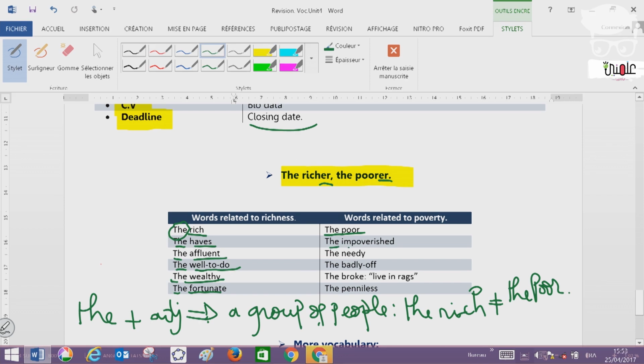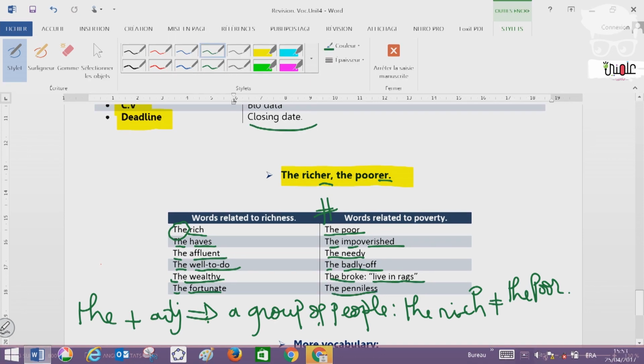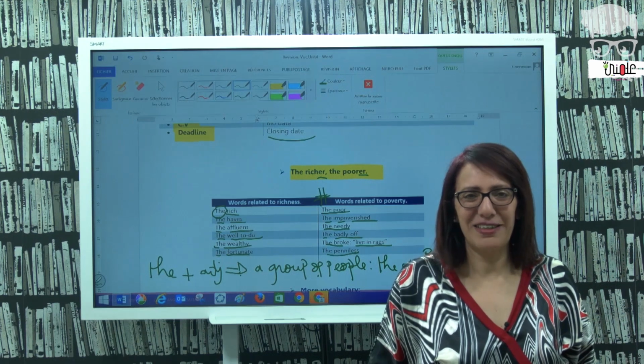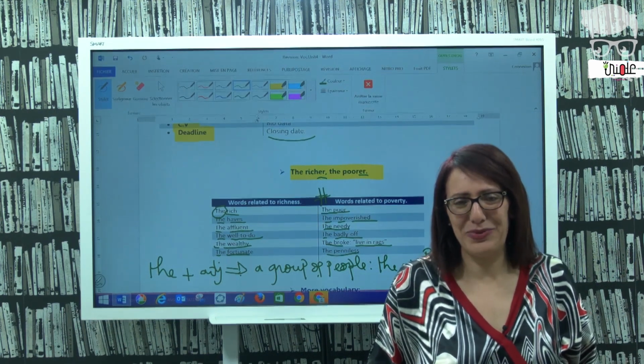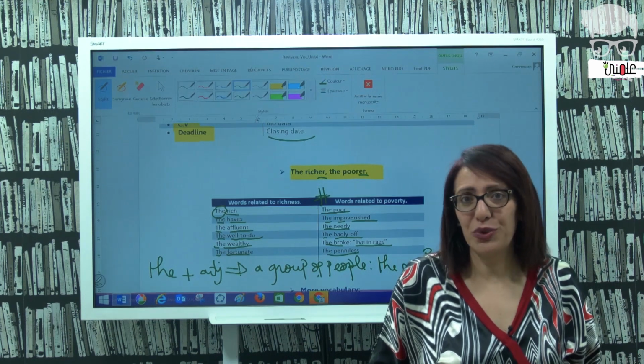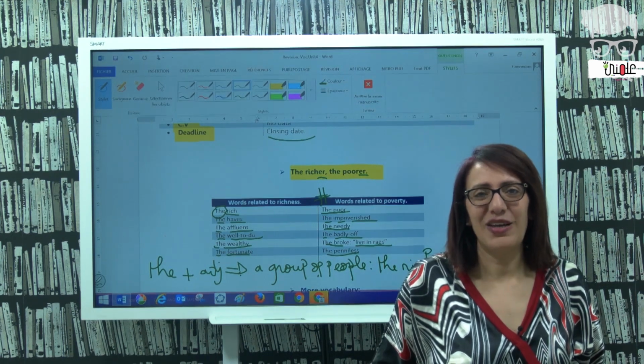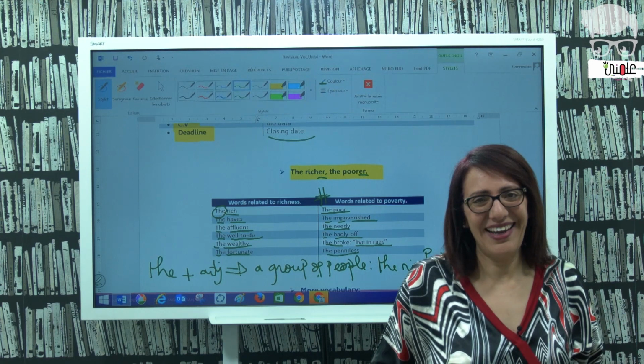The poor, the impoverished, right? The needy, the badly off. You see, here this list is contradictory to that one. The broke live in rags. The penniless, no penny, right? Not even 1 penny. Call them the penniless. The broke, okay? The badly off, the needy, the impoverished. Remember those words, right? Okay, the rich, the well-to-do, the wealthy, the affluent, right? They can buy things, so they are the haves, and the have-nots.